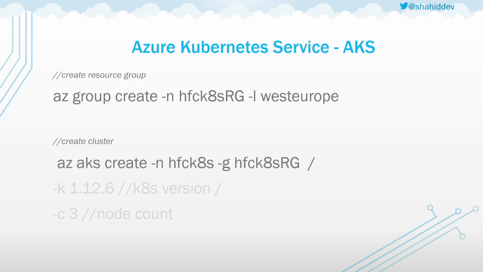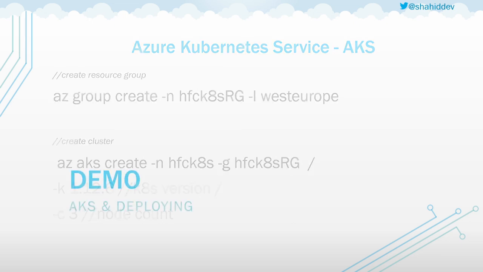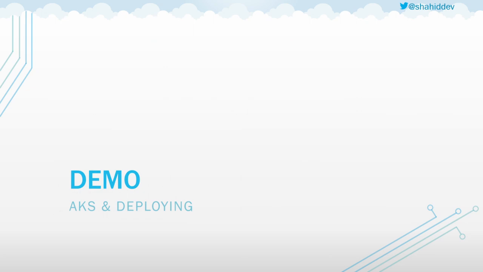To create the cluster, it's just az aks create -n, the name of the cluster, -g, the resource group name. Now, you can just do that, or you can specify additional parameters, like -k, where you can put a specific Kubernetes version. -c gives you the number of nodes you want, so 3 by default. And there's actually a ton of other options you can have in there. That makes up for some of the lack of control over the control plane nodes. So let's have a look at how we do this in AKS.